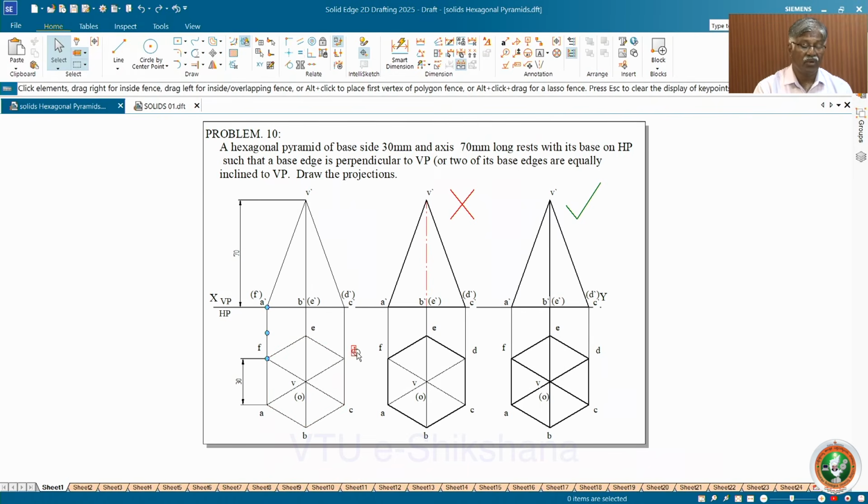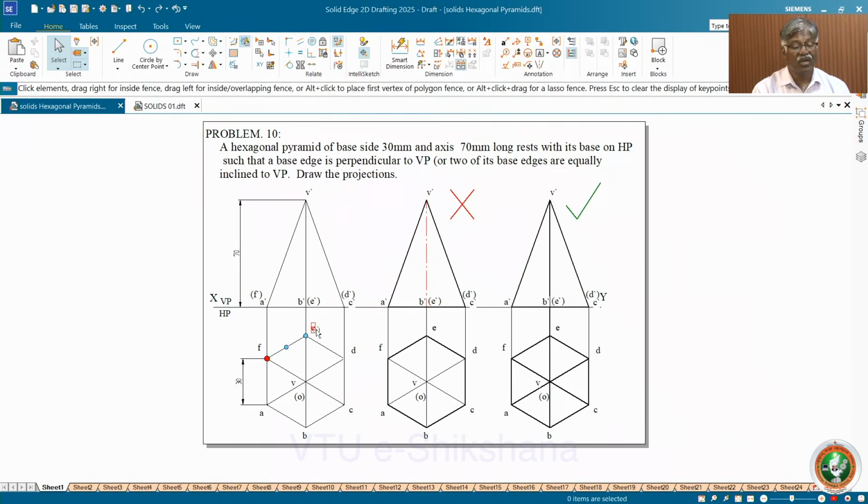Okay. Now, what about the other one? That is, two of its base edges are equally inclined to VP. That means AB, BC or EF, ED are equally inclined to VP. Either you can consider this or this. Both are going to happen. Both statements give you the same answer. Okay. So now, if I draw the lines with all thin lines and project it, you will get this.